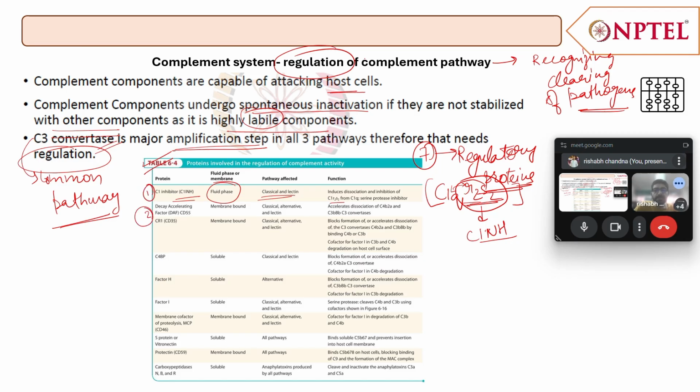Second is decay accelerating factor, or the DAF, CD55. This is a membrane bound protein that affects all the three pathways, and it accelerates dissociation of C4b and C2a, and C3b and Bb. That is also a C3 convertase, the C3 convertase of the alternative pathway. So it regulates the C3 convertase.